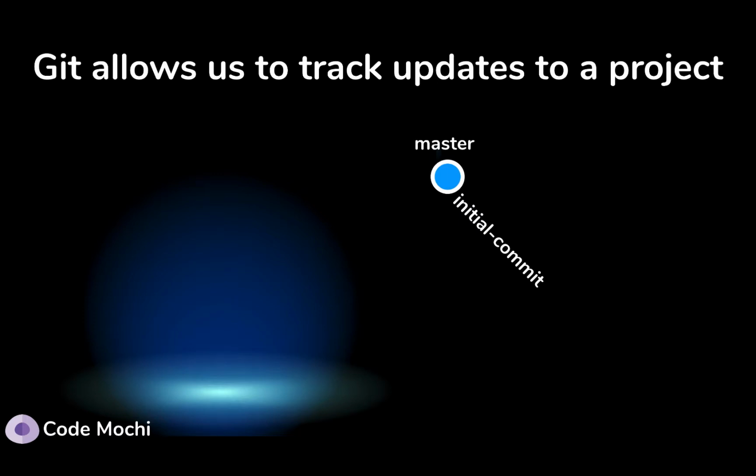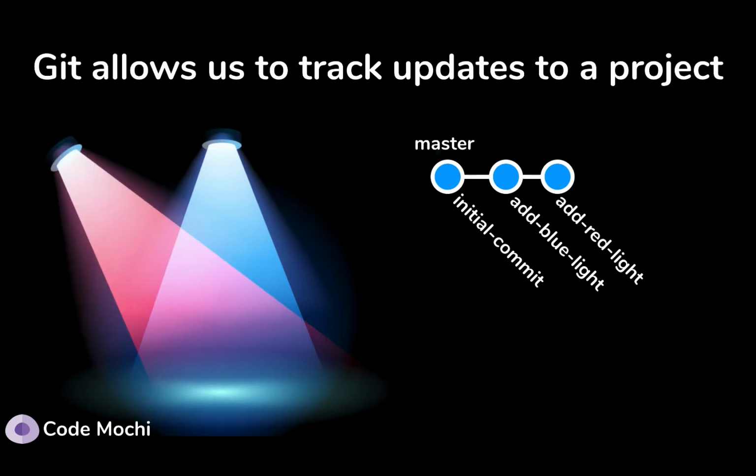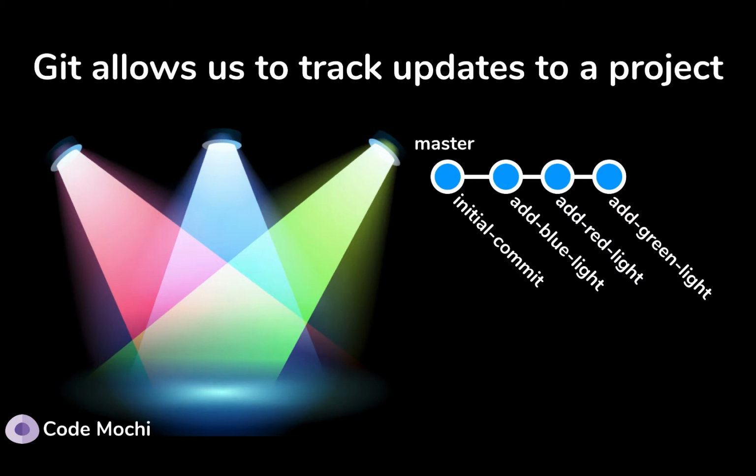Git is a tool that we can use to track changes to a project. So let's say that we wanted to create a seal disco party. We could have an initial commit where it's just the dance floor by itself. We could then add some blue light, make a commit there, then add red light, make a second commit. Then we can add green light, and finally we can add our seal.